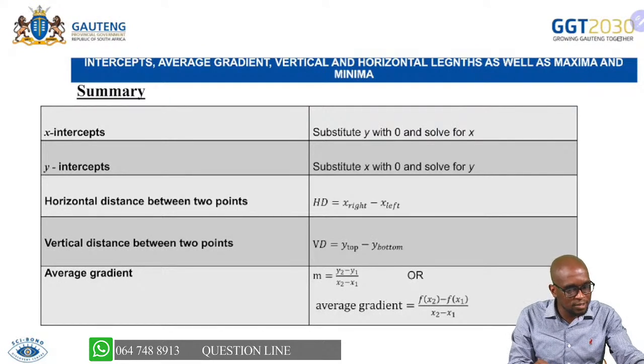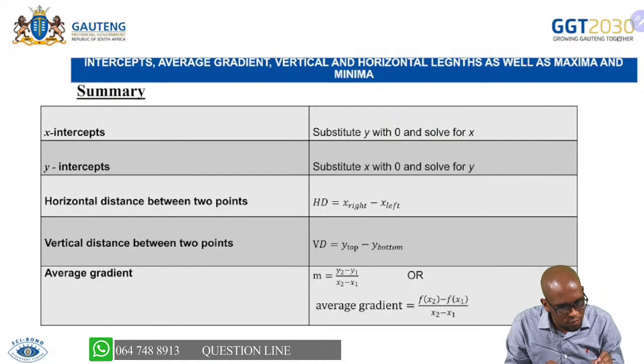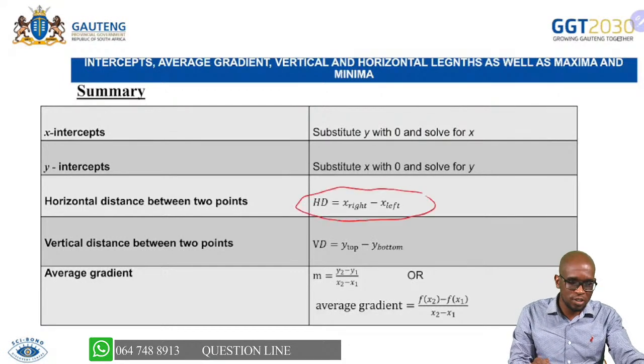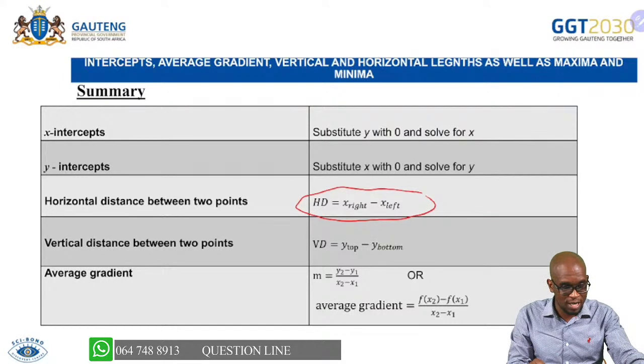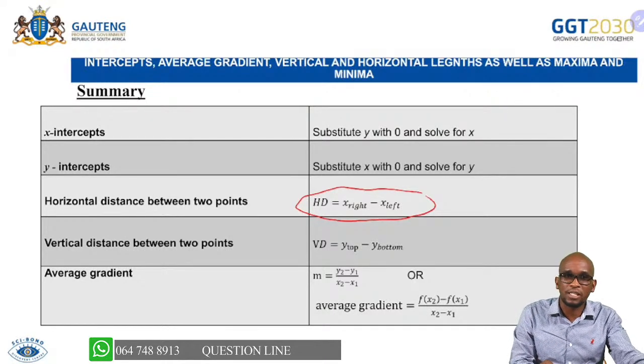Now, horizontal distance between 2 points. If you want to find any horizontal distance between 2 points, you will take the x value on the right, subtract the x value on the left. Then you'll get that horizontal distance. If you want the vertical distance, you'll take the y value at the top minus the y value at the bottom. Then you'd get that vertical distance.